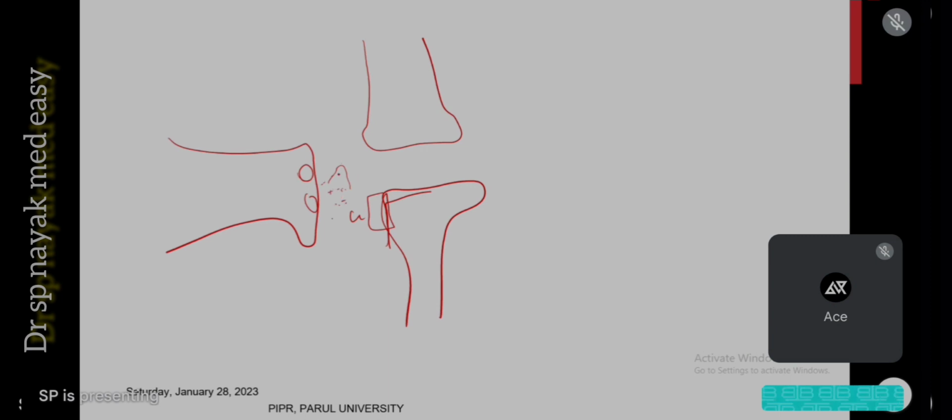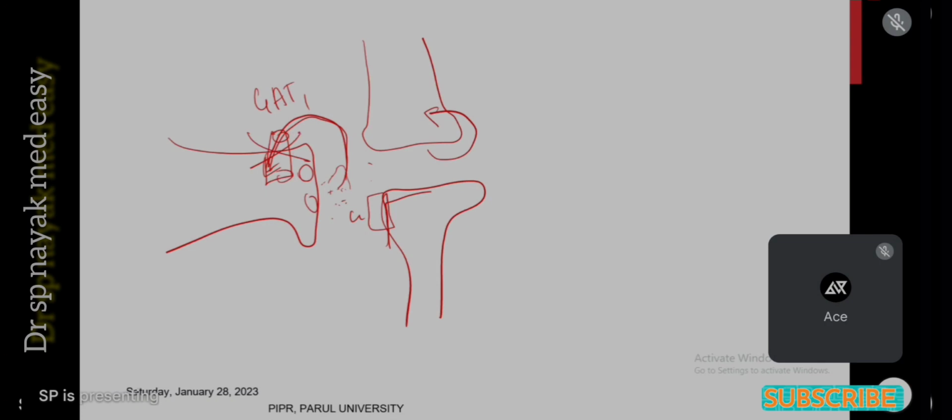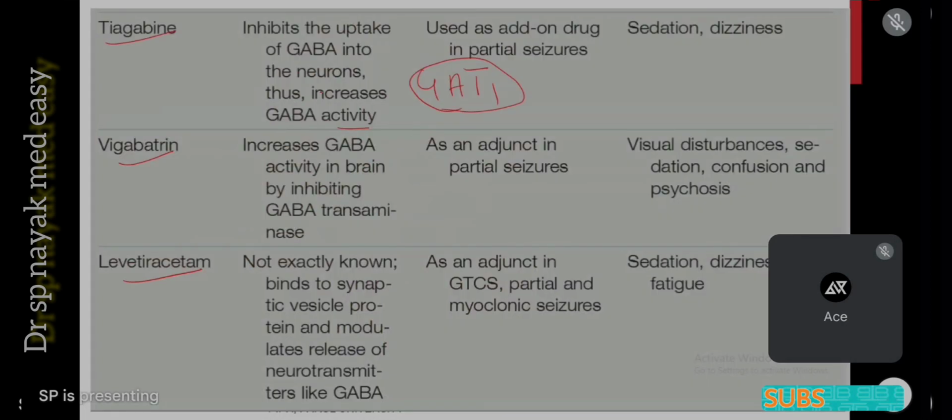When GABA is released, what does it do? It will try to come back. Every neurotransmitter will either be reuptaken back into the nerve or be metabolized in the synapse, okay. Here the GABA will come back into the nerve by one channel called GABA transporter 1 or GAT1. Tiagabine will inhibit this channel, and what does it do? It will decrease the uptake of GABA from the synapse, so the GABA concentration in the synapse increases and GABA activity increases, simple. So it inhibits the uptake of GABA into the nerves and increases GABA activity.